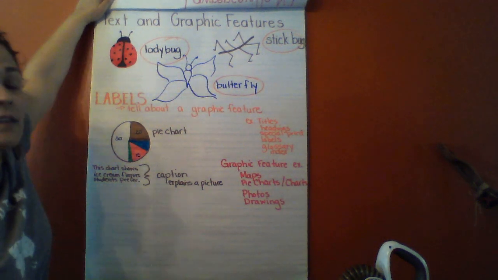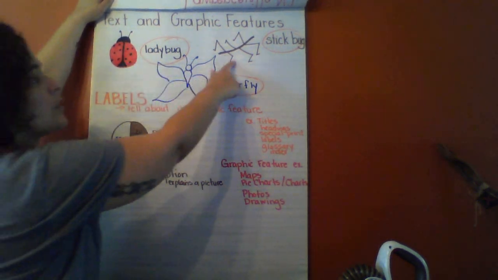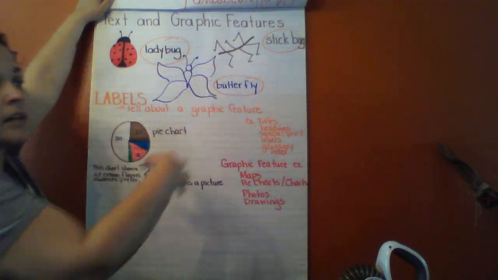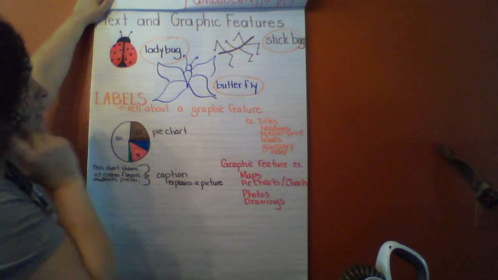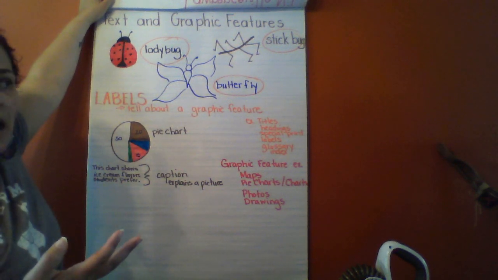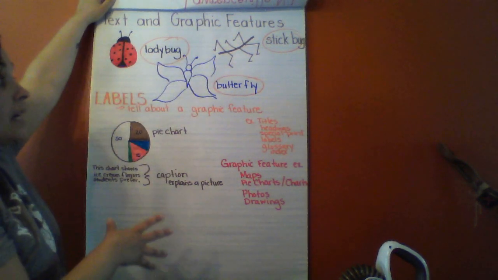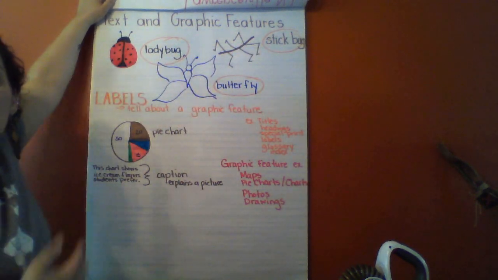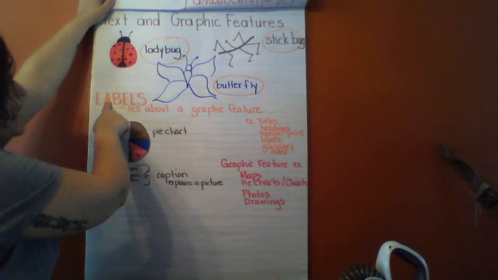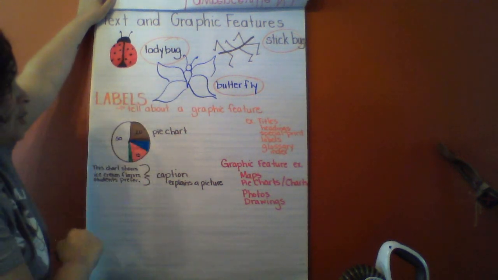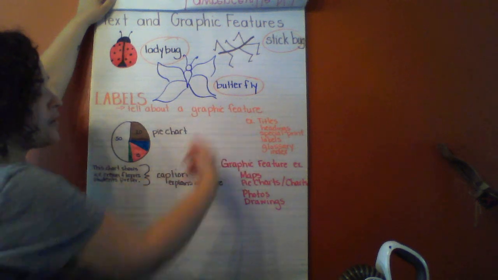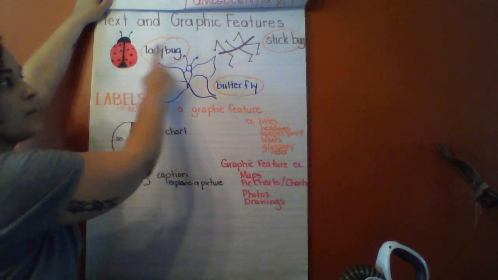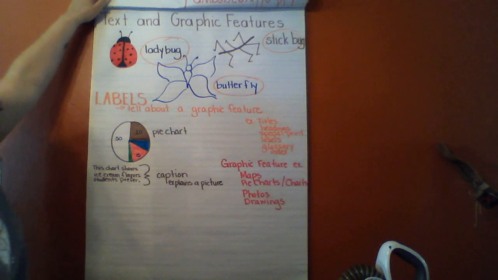So text and graphic features. You see 3 pictures here: a ladybug, a butterfly, and a stick bug, or they call that a walking stick. Those are graphic features, the pictures. But these words that say what each insect is, a label, and that's a text feature. The labels tell us about a graphic feature. So this one tells us that this is a butterfly, this one tells us this is a ladybug, and this one tells us that it's a stick bug.